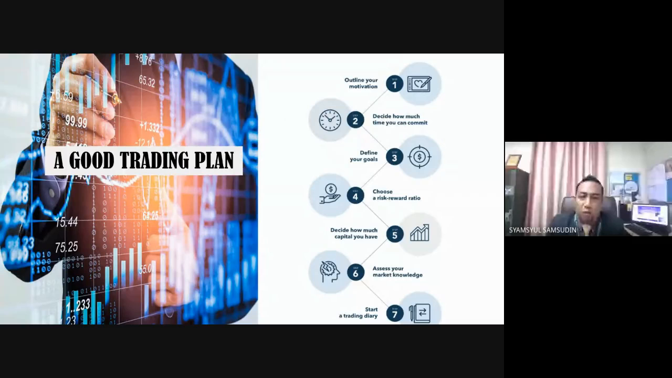Second one, you should decide how much time you can commit. As a fund manager, how much time can you commit, because to monitor the stock market, Malaysia or Indonesia, you need time to monitor the stock market. Because the stock market is changing every second and so on. So you should decide how much time you can commit. Maybe morning sessions. Some of the investors say that if you want to buy, you should buy at the evening session, for example. So decide how much time you can commit.